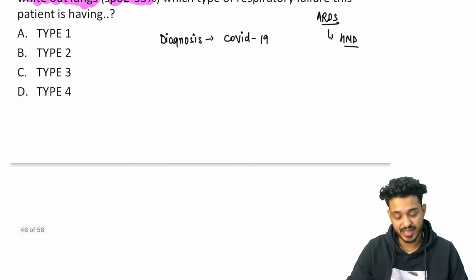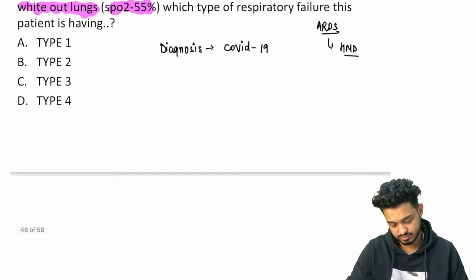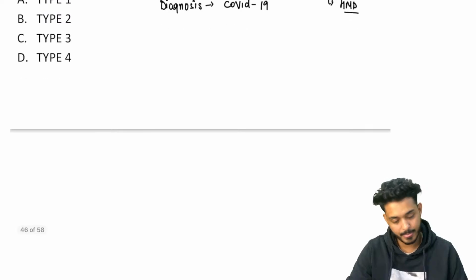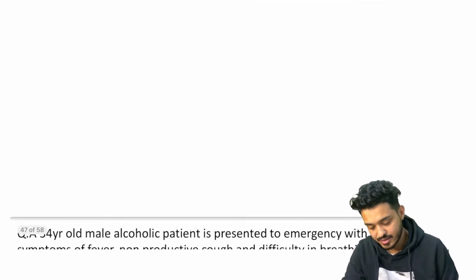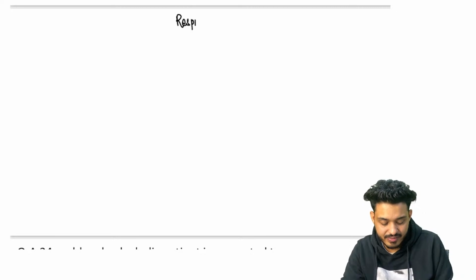So let me make a table for respiratory failure. You know what is respiratory failure? Let me make you understand. So for respiratory failure, we are having type 1 respiratory failure, type 2 respiratory failure, type 3 and type 4.